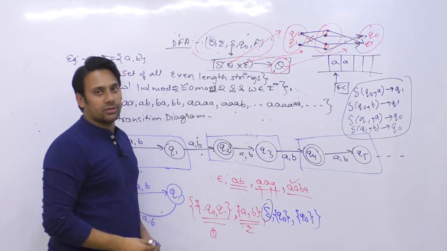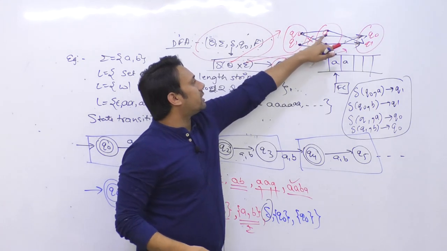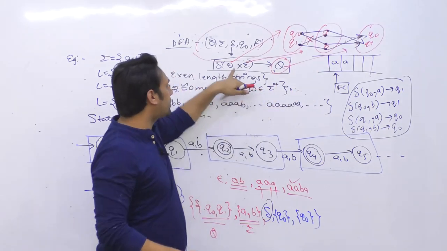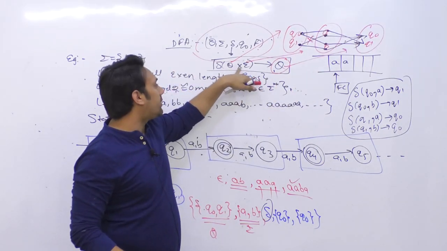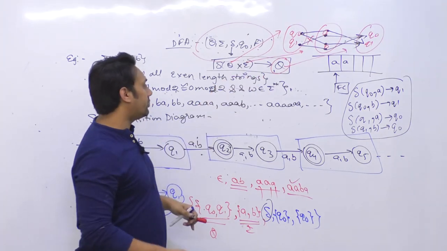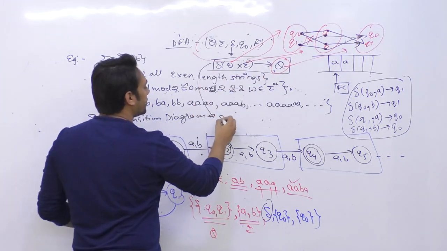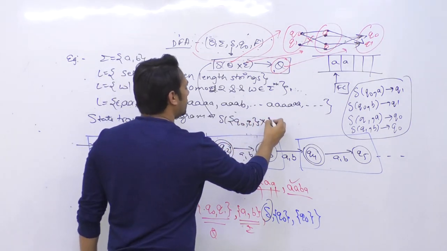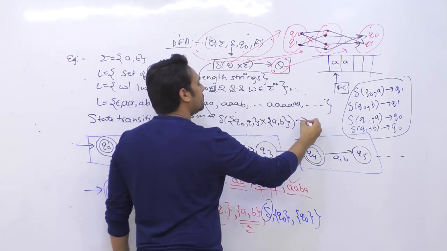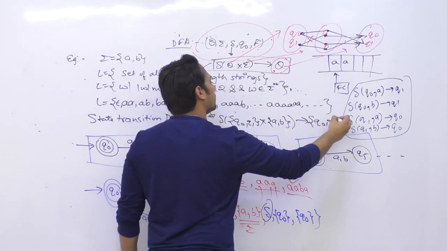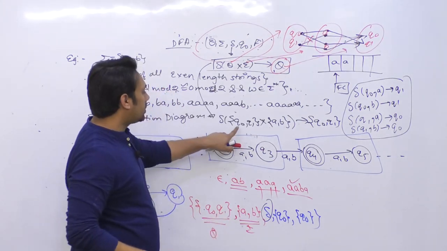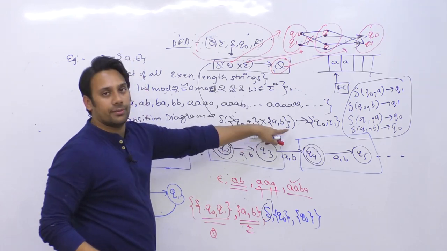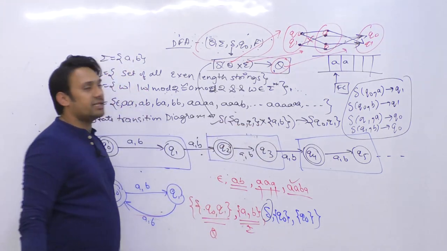So basically it is a cross product. So what will be this cross product? Q0 comma A, Q0 comma B, Q1 comma A, Q1 comma B. So basically it is a cross product of these two sets. I can also write it this way, that delta which is Q0, Q1 cross A, B is a mapping to Q0, Q1. So Q0 comma A, Q0 comma B, Q1 comma A, Q1 comma B. So this is how you can get a delta, and delta is a mapping between all of them.